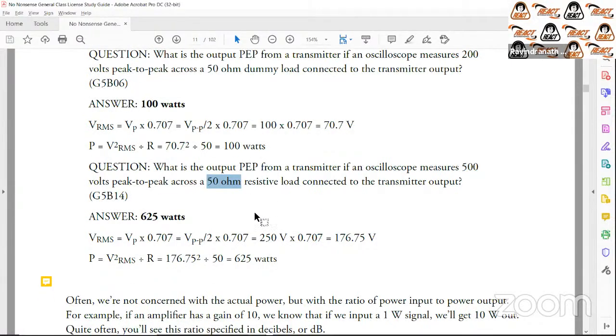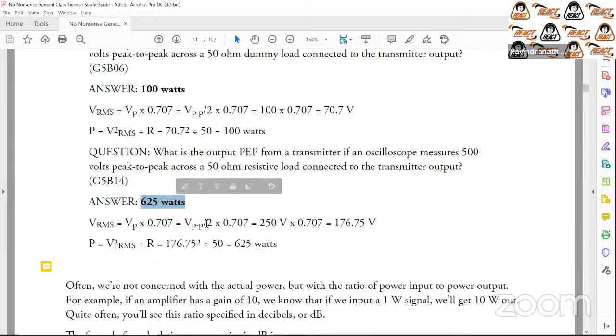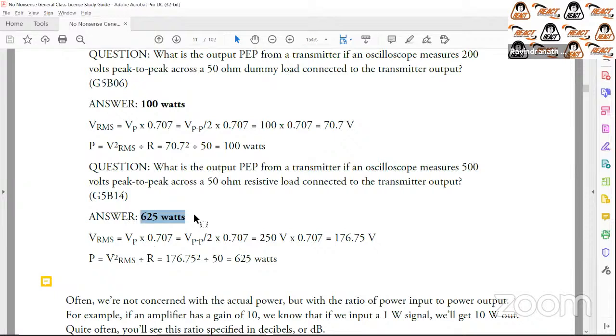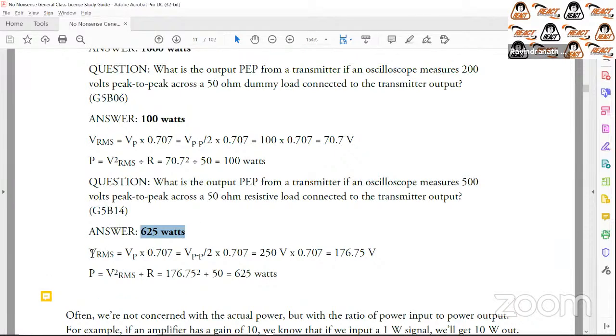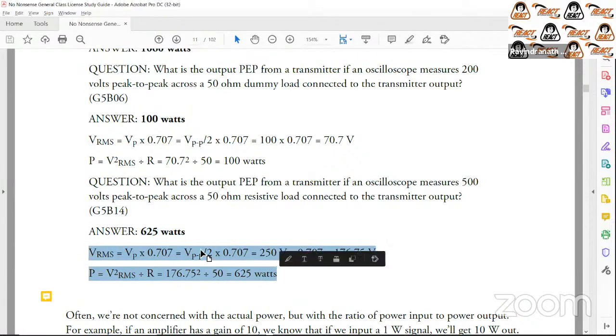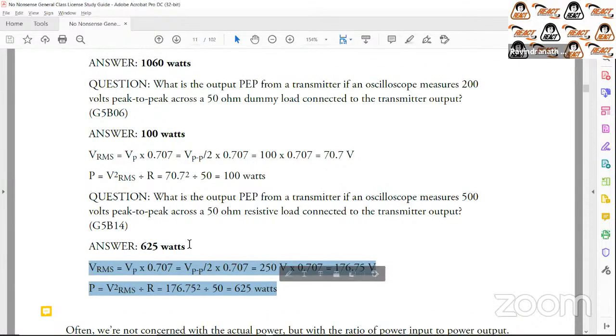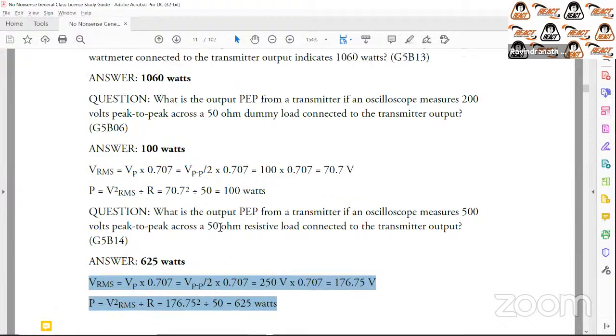Again, we worked that out in detail in the last class, and it's on the slide deck, step by step, showed the working, and the answer was 625 watts. It's worked out here again in a very quick way. So folks, we have just looked at all of the questions in the question pool related to all of the theory contained in the slide deck from last week's class.